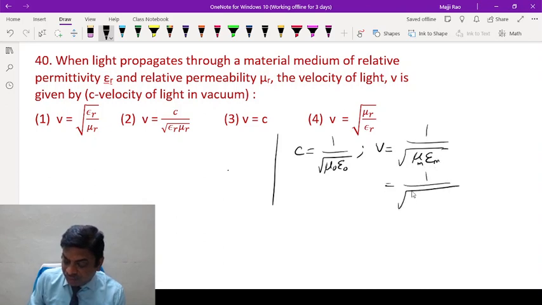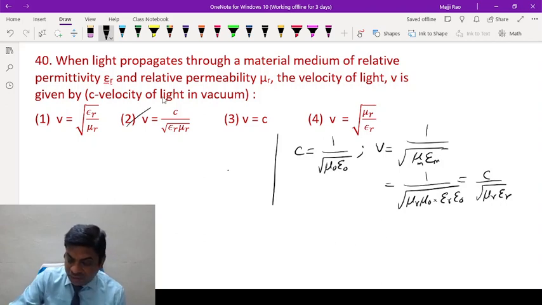So for any medium, mu is written as mu r into mu naught. Similarly, epsilon is written as epsilon r into epsilon naught. So if I separate under root mu naught epsilon naught to write this as C, then I will be writing this as C by under root mu r epsilon r. Okay. So second option is the correct option.